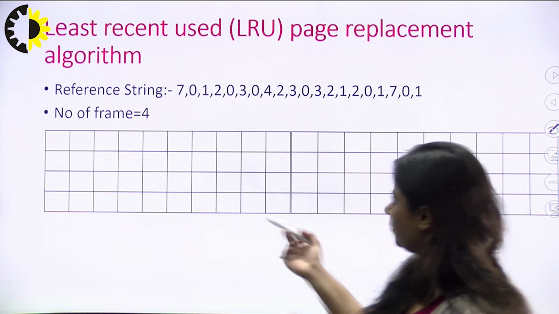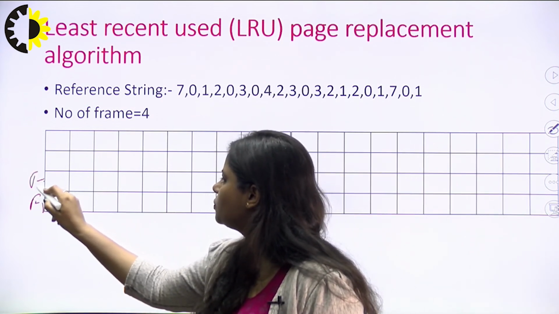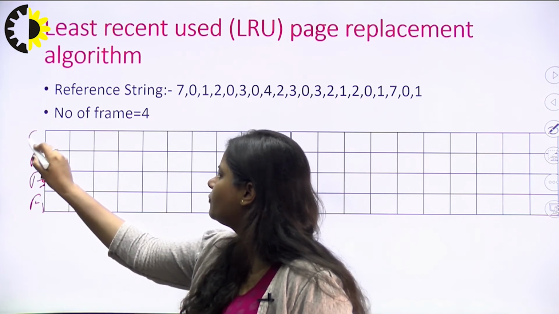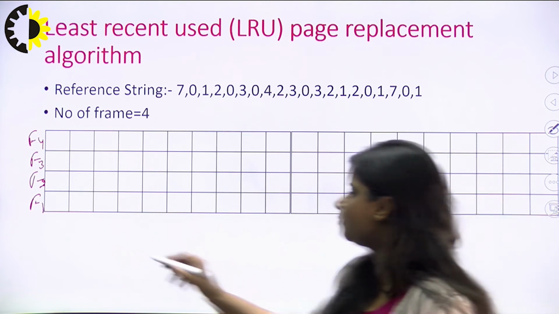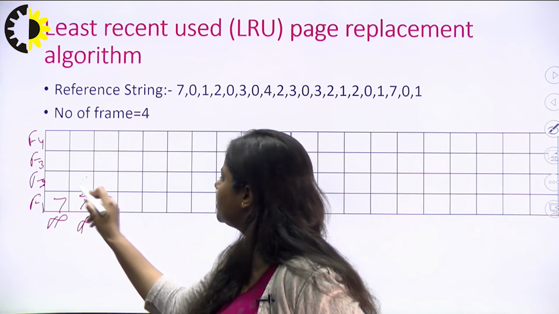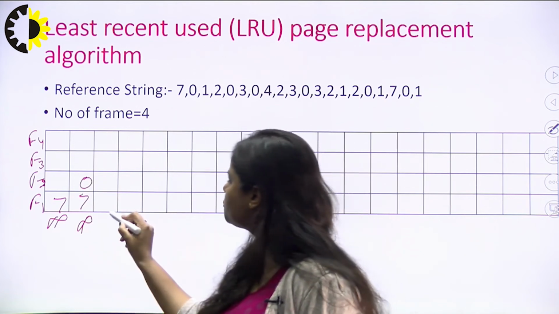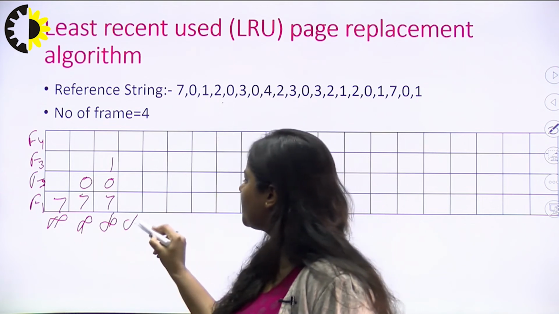So first we are having 4 frames, F1, 2, 3 and 4. Okay. So first we are having 7. It is a page miss. Again we are having 0. It is also a page miss. 1 is a page miss again because 1 is not present inside the main memory. 2 is a page miss.